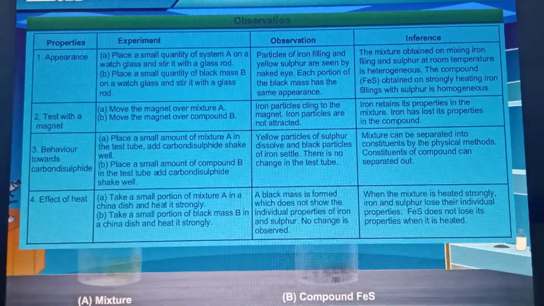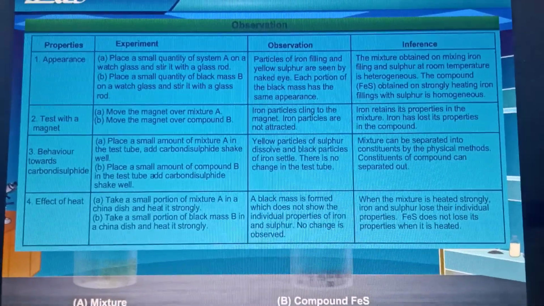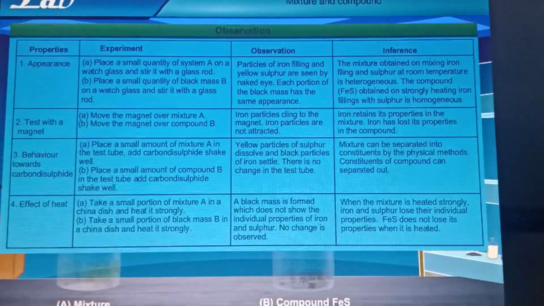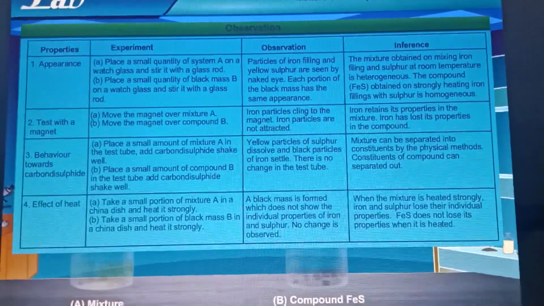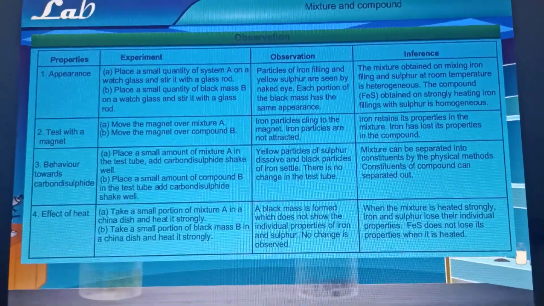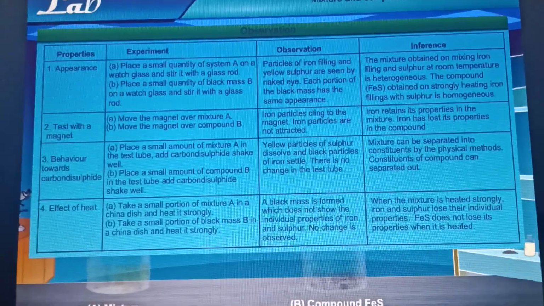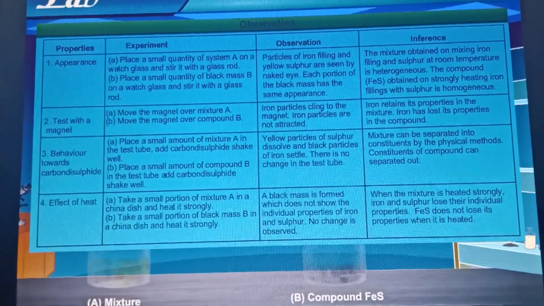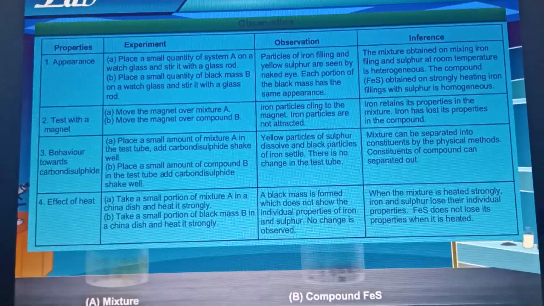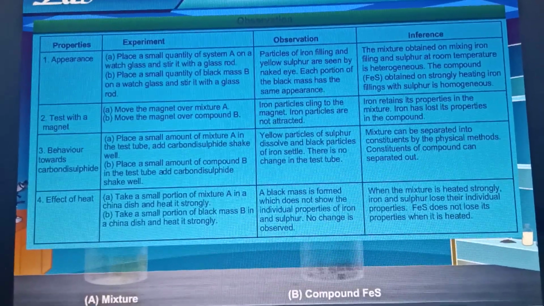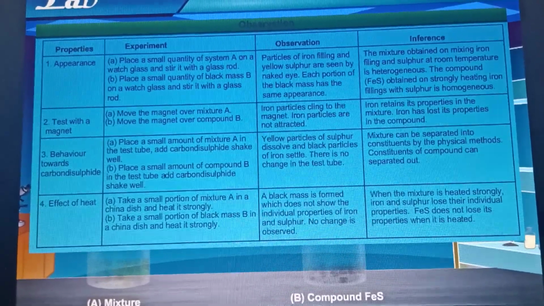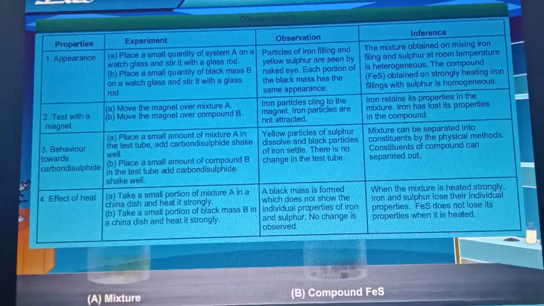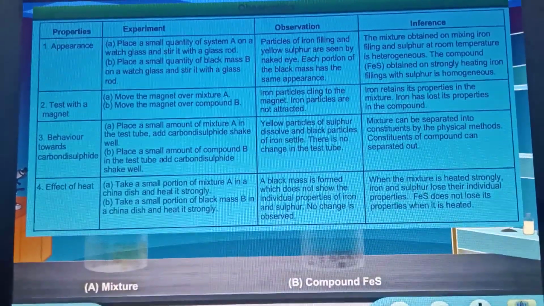2. Test with a magnet. A. Move the magnet over mixture A. B. Move the magnet over compound B. Iron particles cling to the magnet. Iron particles are not attracted. Iron retains its properties in the mixture. Iron has lost its properties in the compound.